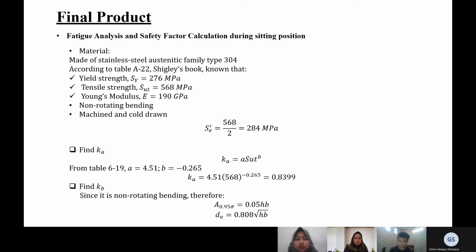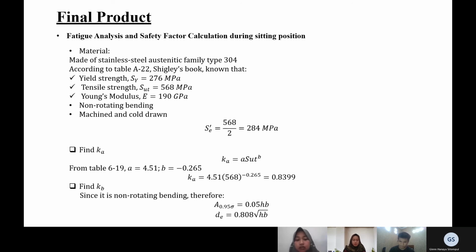And in here, we'll do the fatigue analysis and safety factor calculation during sitting position, with the material already explained by Layli in the previous slide, and with the additional condition where the material is non-rotating bending and it is also machined and cold drawn. For the Se prime, it is equal to 284 megapascal. Then we need to find Ka, and we get the Ka is equal to 0.8399.